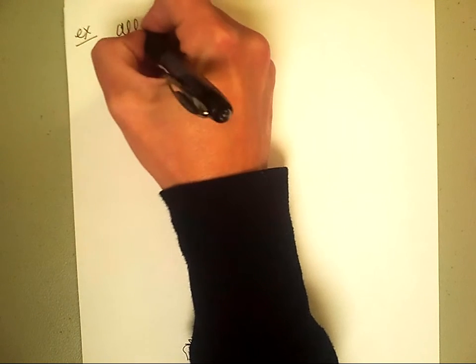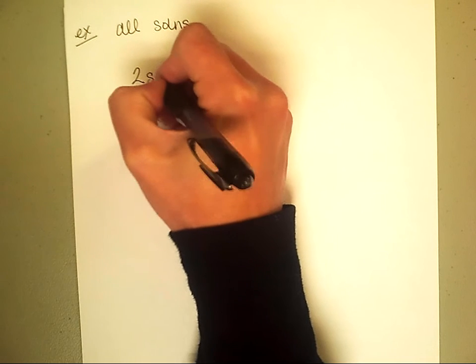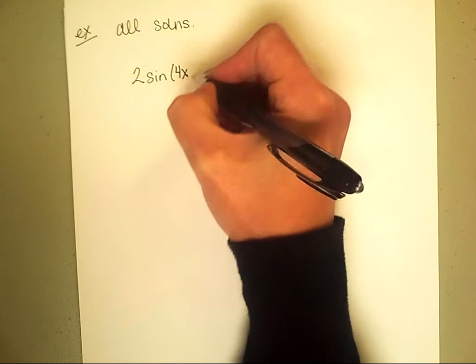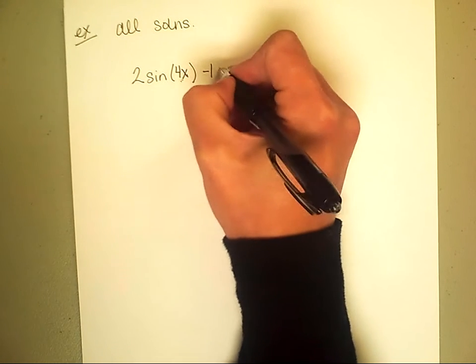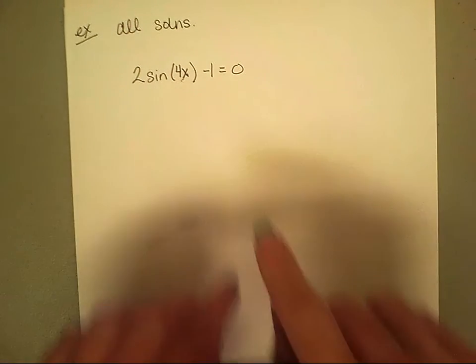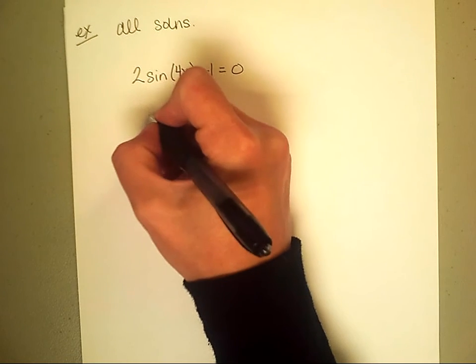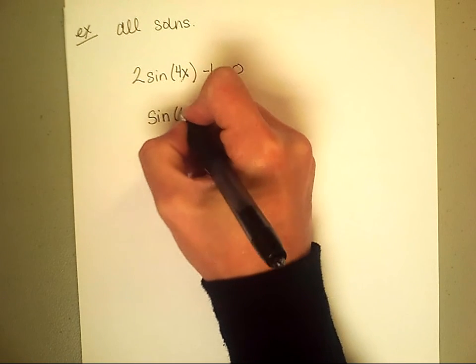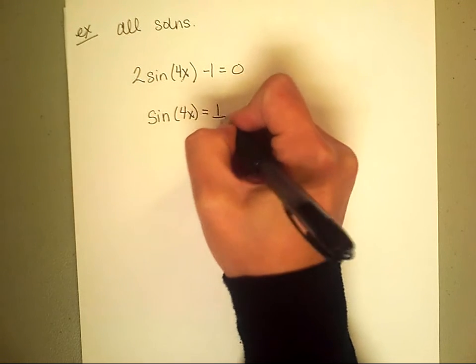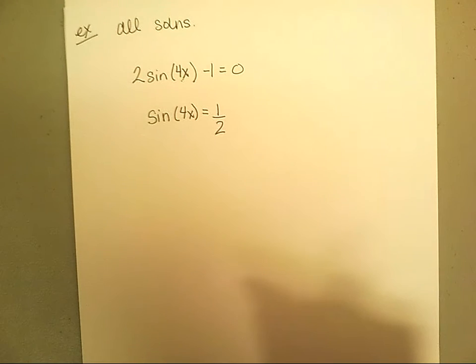Now we have one that can also be confusing anytime we start dealing with multiple angles. So let's find all solutions of 2 times the sine of 4x, this is a multiple angle, minus 1 equals 0. First let's just do some algebra and isolate this sine of 4x. To do that, I need to add 1 and divide by 2 to get the sine of 4x is equal to 1/2. Adding 1, dividing by 2.